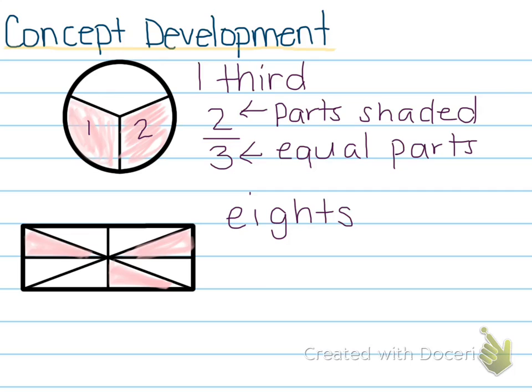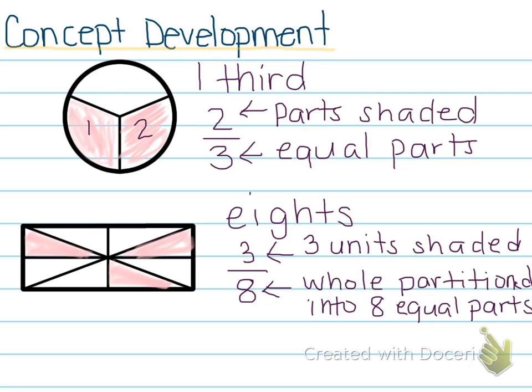So the fractional unit in numerical form. In our rectangle, we had the whole partitioned into 8 equal parts, and then 3 of those units were shaded, giving us 3/8.